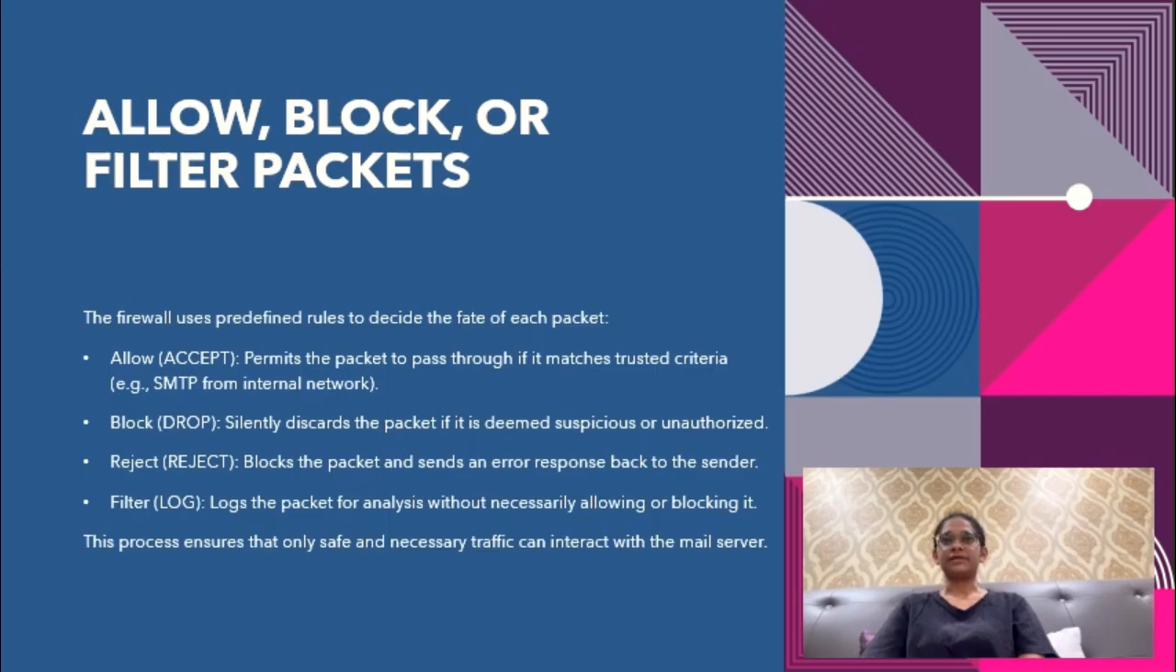Allow, block or filter packets. The firewall uses predefined rules to decide the fate of each packet. The first one, allow, permits the packet to pass through if it matches trusted criteria, for example SMTP from the internal network. Second, block, silently discards the packet if it is deemed suspicious or unauthorized. Third, reject, blocks the packet and sends an error response back to the sender. Fourth, filter, logs the packet for analysis without necessarily allowing or blocking it. This process ensures that only safe and necessary traffic can interact with the mail server.